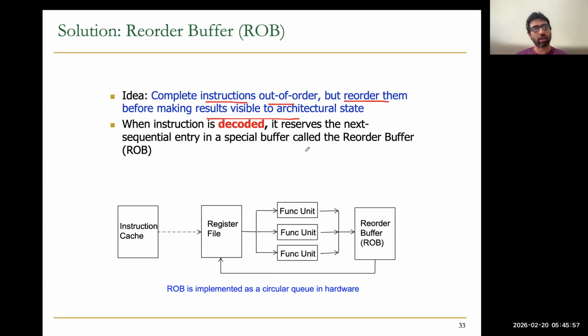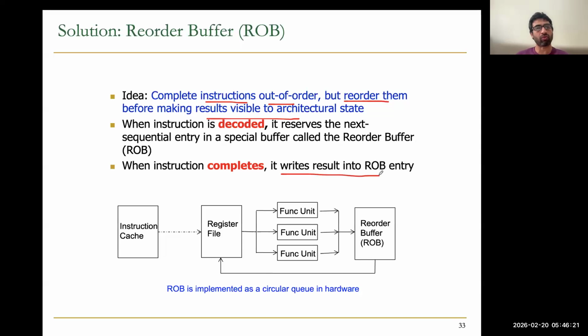When an instruction is decoded, it reserves the next sequential entry in a special buffer called the reorder buffer. So whenever you decode an instruction, you reserve an entry for it in the reorder buffer. And when its execution is complete, you write the result in the reorder buffer entry. You don't write the result in the register file or in the memory.